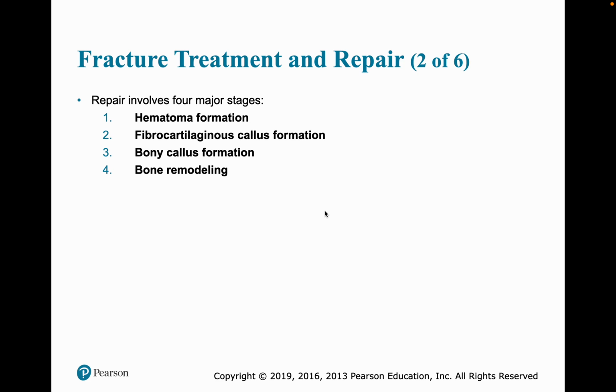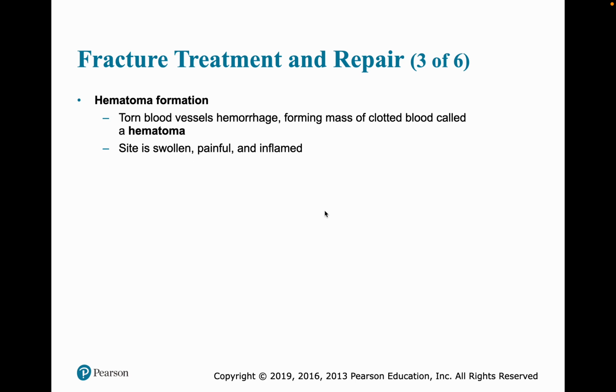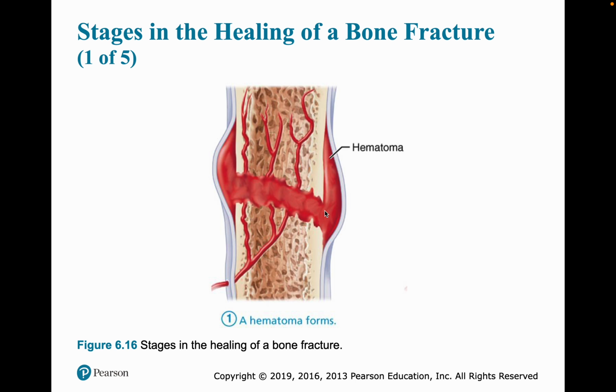This is going to be very similar to making the bones to begin with. So as soon as the blood vessels are torn, hemorrhages occur, bleeding occurs, clotted blood forms, forming a hematoma, which leads to inflammation. The site becomes swollen, painful, and inflamed. So here we have hematoma forming around the area of the break. This looks like a closed, non-reduced fracture.